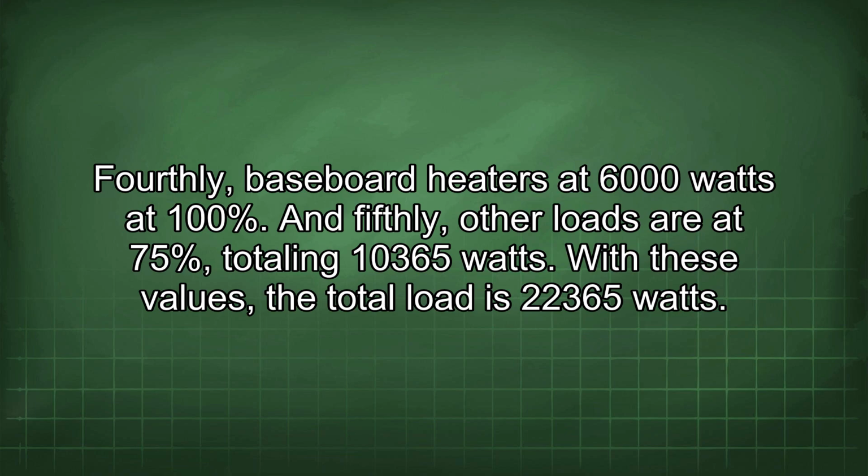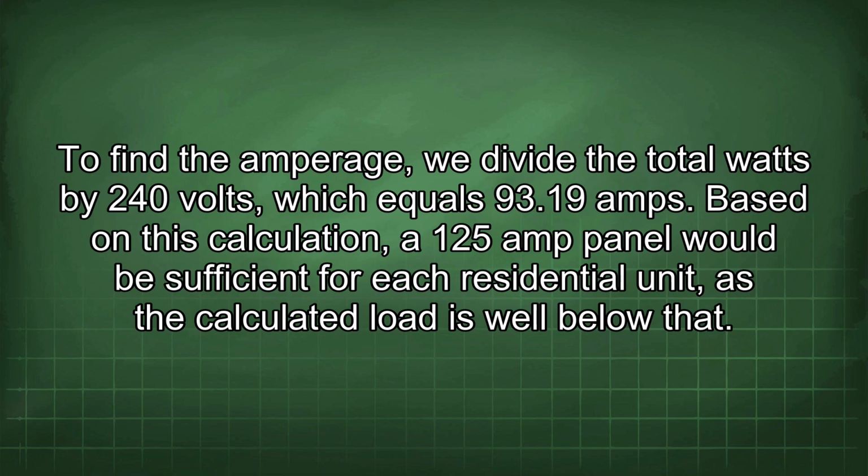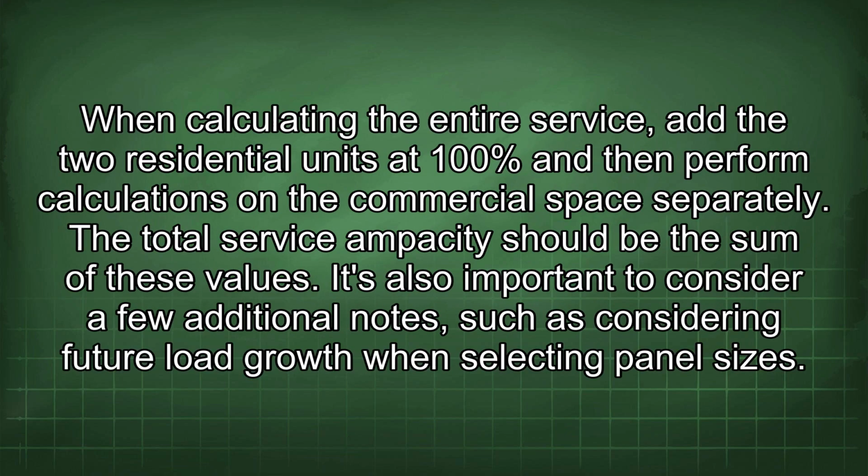22,365 watts. To find the amperage, we divide the total watts by 240 volts, which equals 93.19 amps. Based on this calculation, a 125 amp panel would be sufficient for each residential unit, as the calculated load is well below that. When calculating the entire service, add the two residential units at 100% and then perform calculations on the commercial space separately. The total service ampacity should be the sum of these values.